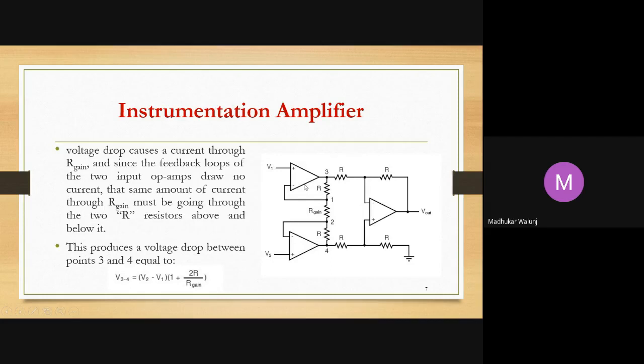The potential drop, as we know, means there is a current. Current always flows from the high potential to the low potential. Since the feedback loops of the two input op amps draw no current, the current is not entering the non-inverting as well as the inverting terminal of the operational amplifier. So the current entering the operational amplifier is nil. That's why the input impedance is infinity. Because the current is zero, the input impedance is infinite.